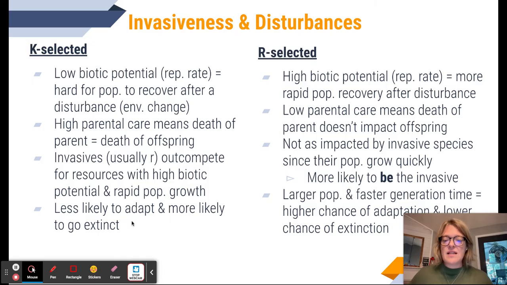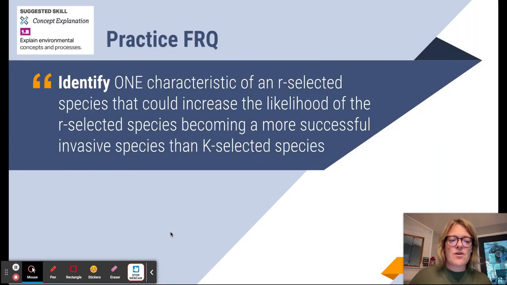K-selected species are less likely to adapt and more likely to go extinct, whereas the R-selected species have a higher chance of adaptation because they have many generations quickly, and a lower chance of extinction. So those are all various characteristics of those different types of species.